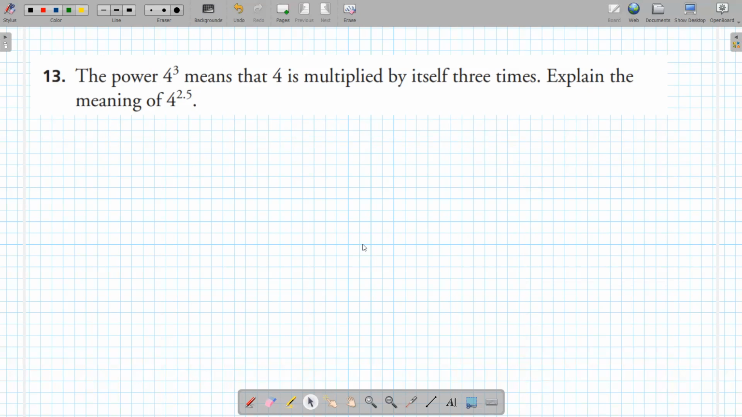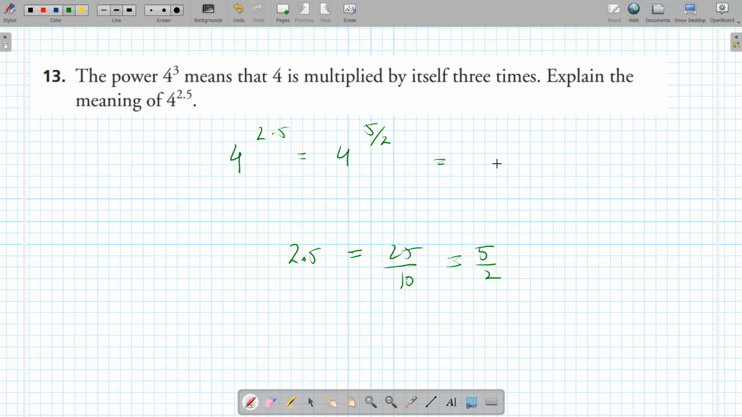2.5, what's that as a fraction? What is 2.5 as a fraction? Remember, I taught you how to do this. What do we multiply this by, 10 or 100? 10, so it becomes 25 over 10, right? What's this reduced? 5 over 2, yeah? So 4 to the power 2.5 means 4 to the power of 5 over 2.